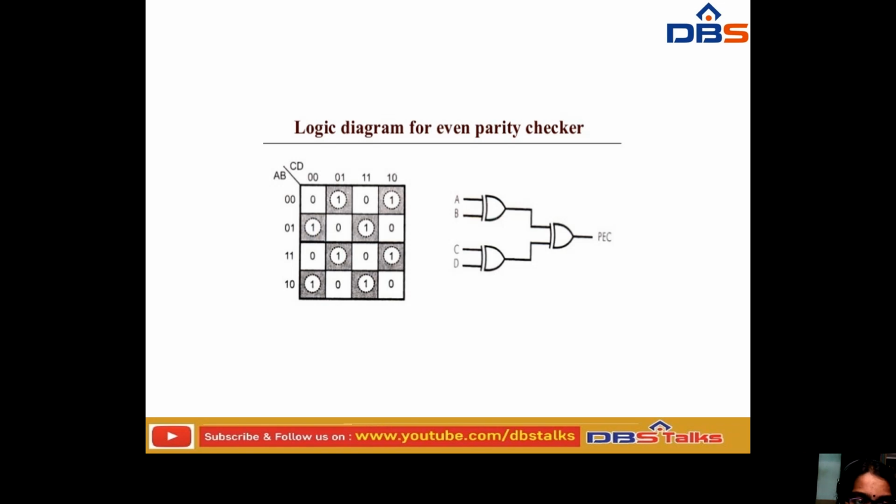And next one at 1 1 0 0, the parity error check is 0. At 1 1 0 1, the parity error check is 1. Next at 1 1 1 1, the parity error check is 0. Based upon the truth table, we have drawn the K map like this.